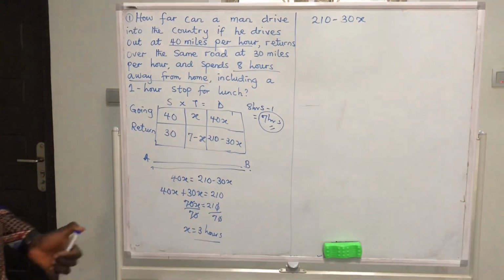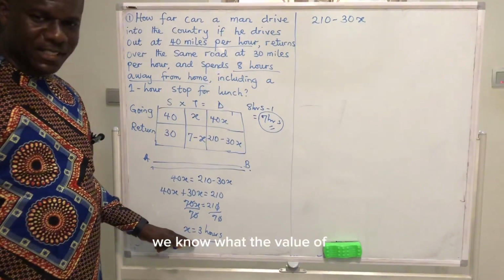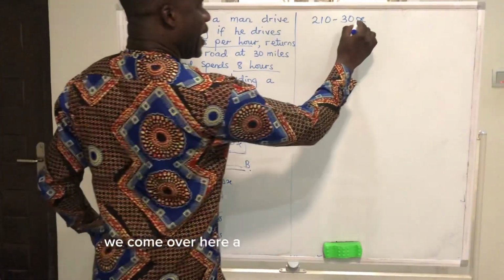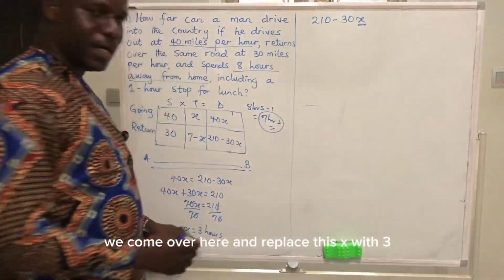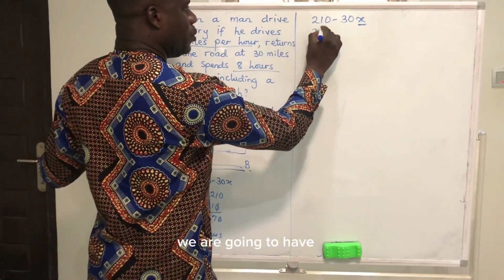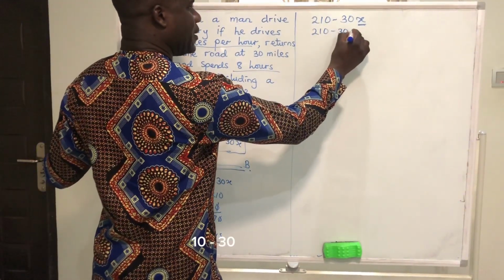Is that okay? We know what the value of x is. The value of x is 3 hours. We come over here and replace this x with 3 hours. Is that clear? So from here, we are going to have 210 minus 30 times 3.